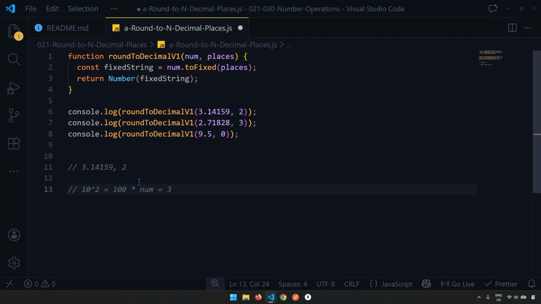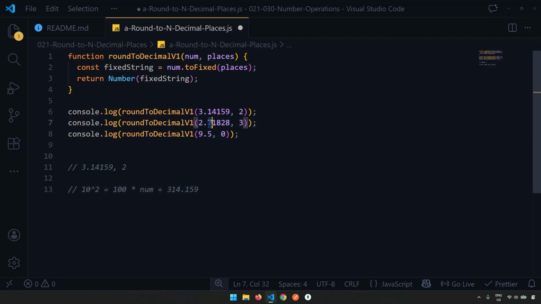What do I get after that? I get 314.159. Why did I do this? Because if we have any number after the required decimal places that is 5 or above, we are going to round this 4 up. What do I mean by this?